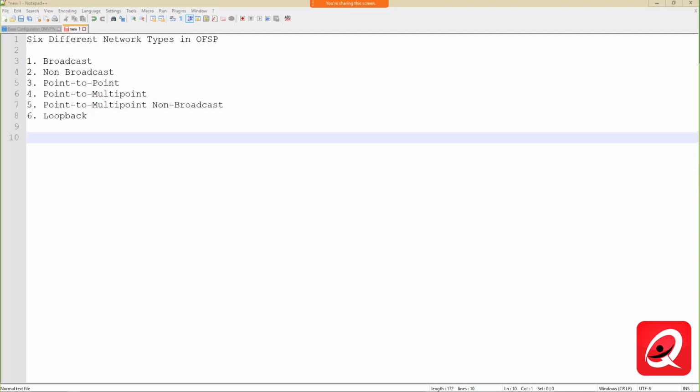All right, so the network types that actually use a Type 2 LSA are broadcast and non-broadcast. So let me make a note of that.